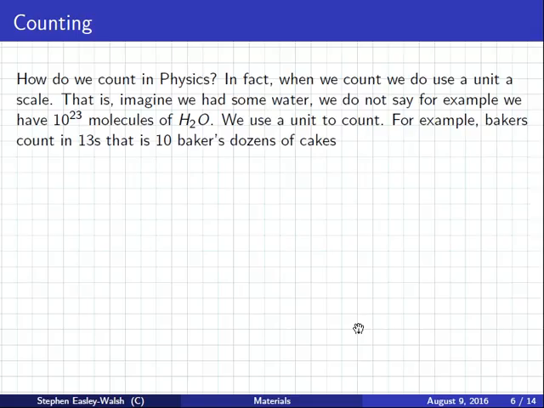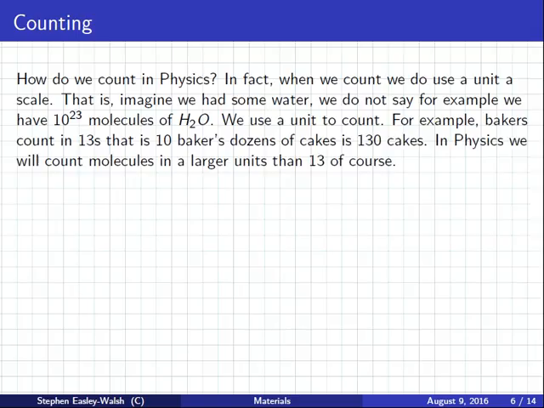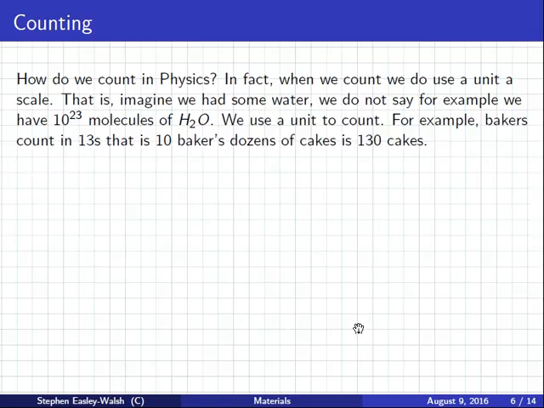You know this? So 10 baker's dozens of cakes would be 130 cakes. If you talk to a farmer, he also counts in dozens, but a farmer's dozen is 12. So he would say 1 dozen is 12, 2 dozen is 24, and so on.